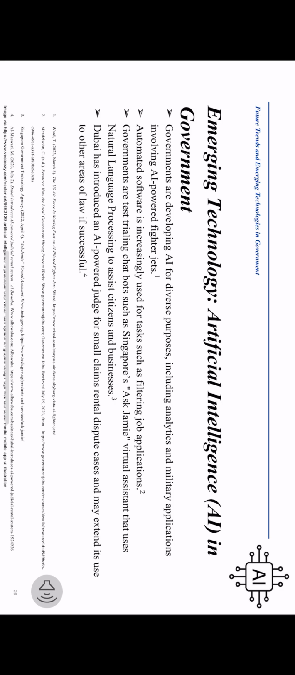We've seen Singapore has something called Ask Jamie. It's a virtual assistant to help citizens and businesses find the right place for any of their questions. So if they need to go to some government website, but they don't know where exactly to go for that, they just ask Jamie. It'll tell them where to go. Dubai has also been working on an AI-powered judge for small claims rental disputes, and they're hopeful to expand that elsewhere. Many people are not hopeful that they do.